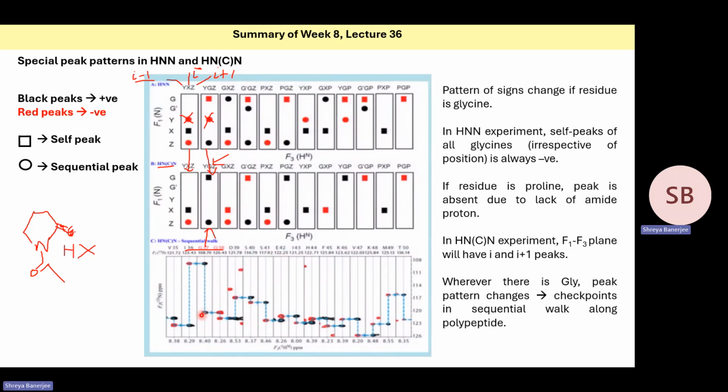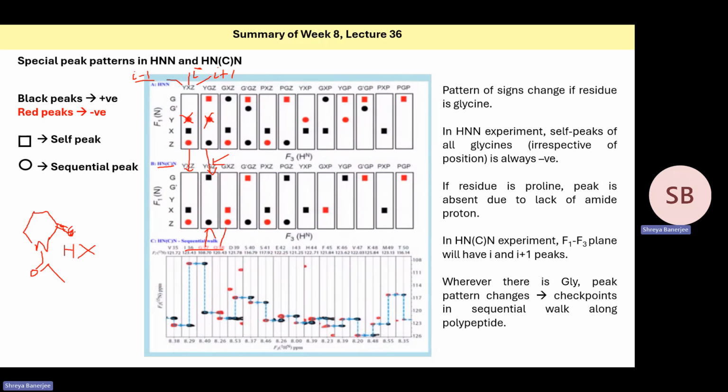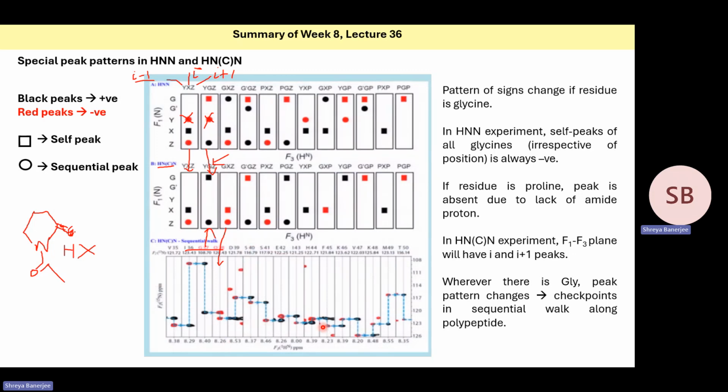When you reach the sequential peak, again, you can move in the horizontal direction. Now you have a peptide where you have glycine in the I minus 1 position. If glycine is in the I minus 1 position, then both the peaks are red, that is, they are negative. You can see both the peaks are red. So this and this correspond. This situation and this situation correspond. Like that, you can move along the polypeptide and it will help you find the sequence, because we know HNCN will only show a sequential peak with the I plus 1 residue.